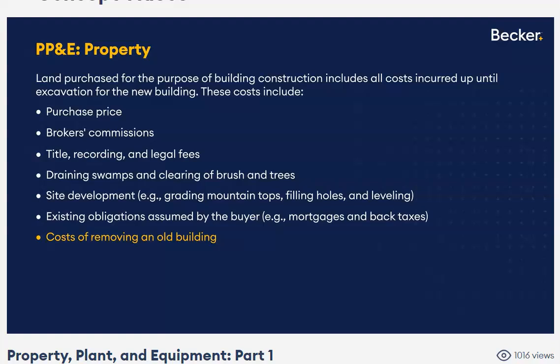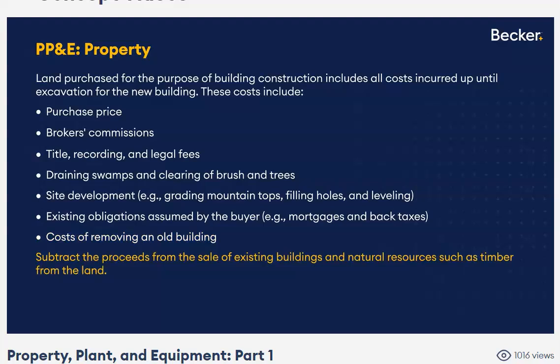Now get this, you don't add this, you subtract this. If there's anything you can sell off from the land, like the sale of an existing building, or you're able to sell off some of the scrap metal, or if there's any standing timber that you can sell off, that reduces the cost of the land, okay? The proceeds on the sale of existing buildings and standing timber. Do not confuse standing, I guess, with sitting.